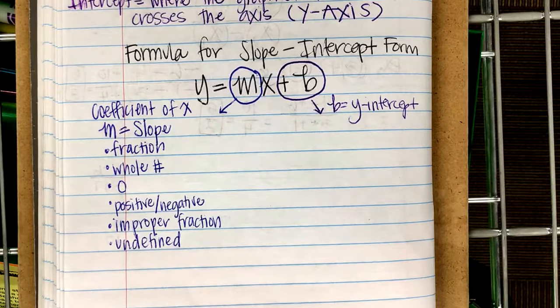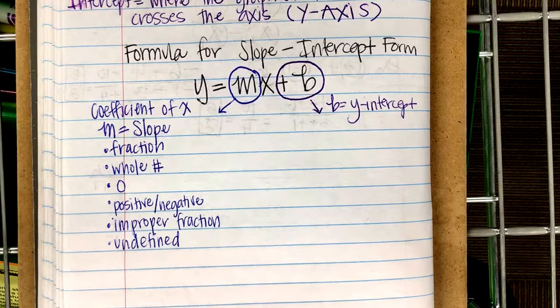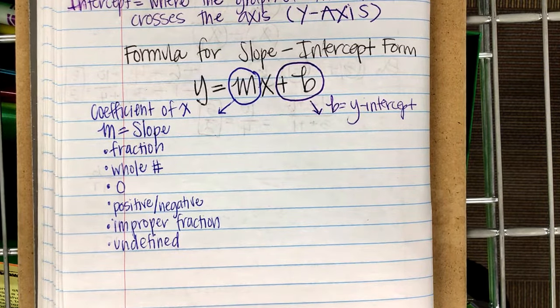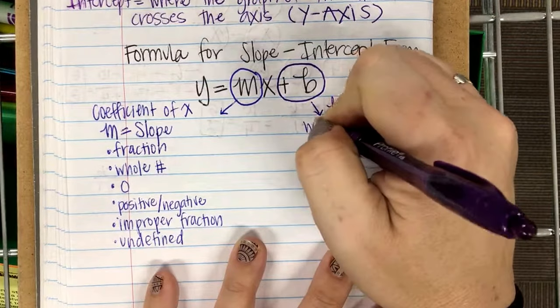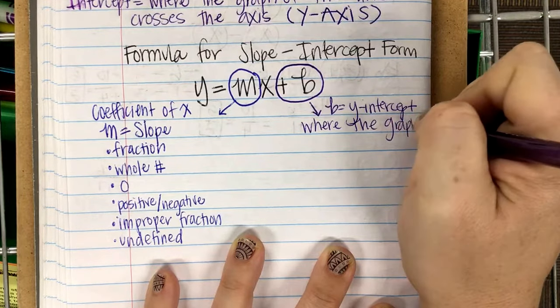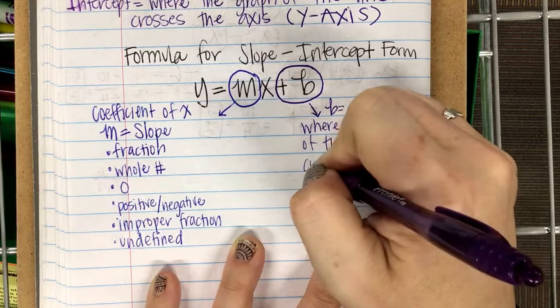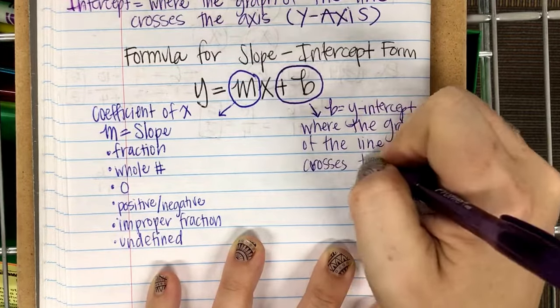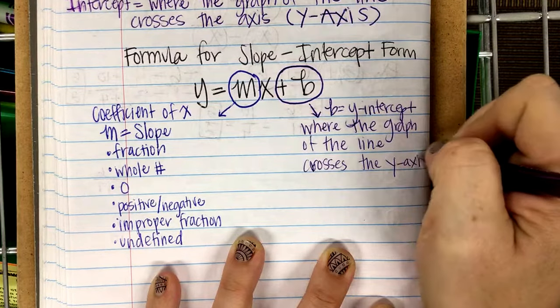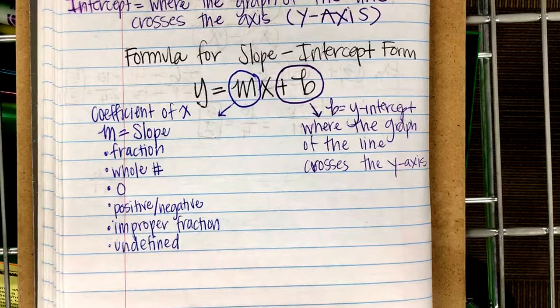B is your y-intercept. And what does y-intercept mean again? We just defined it. What does the y-intercept mean? With a graph of the line, where it crosses the y-axis. Where the graph of the line crosses the y-axis. It's called the y-intercept. It's where the graph crosses the y-axis.